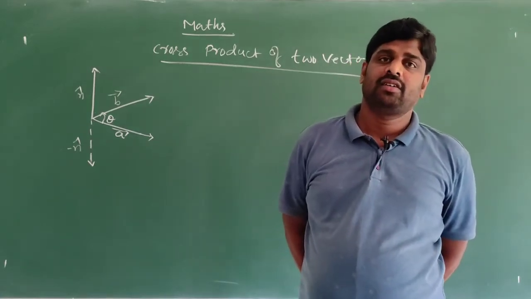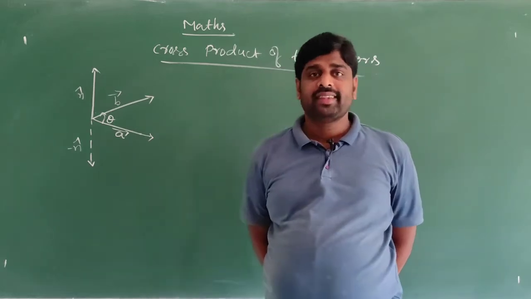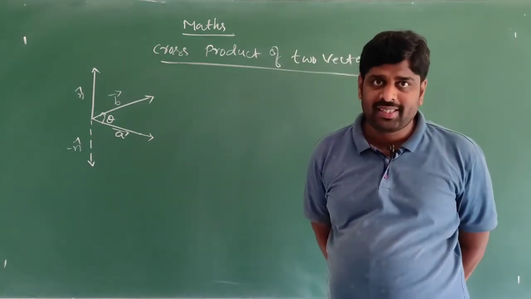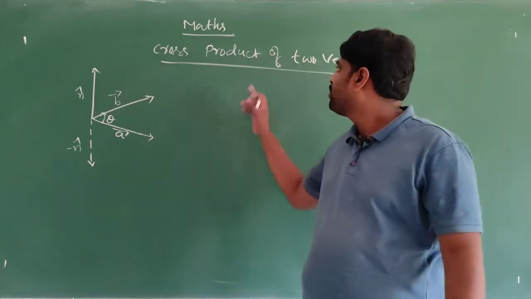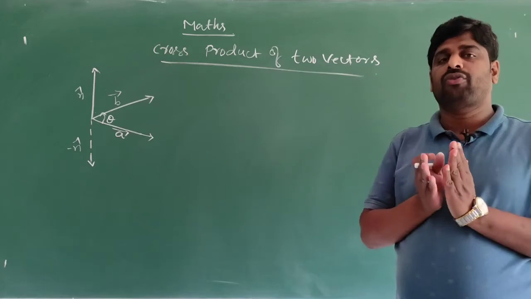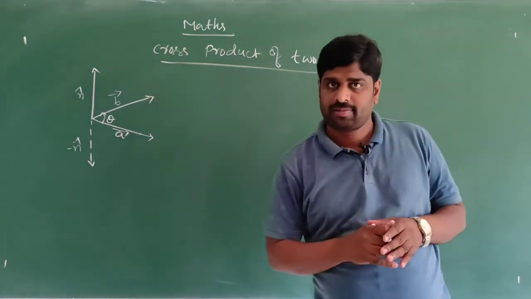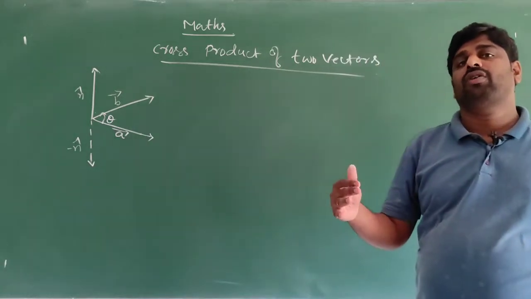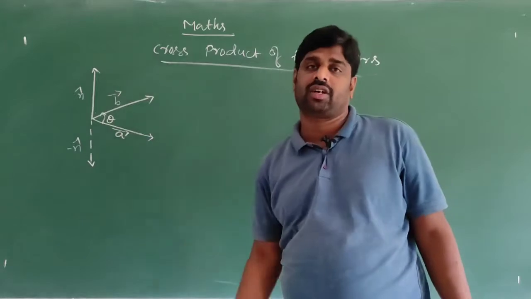In the last session we already discussed the dot product of two vectors. In this session we are going to discuss a very important concept, the cross product of two vectors. Actually, the dot product of vectors is nothing but multiplication of vectors. The cross product of vectors is also multiplication of vectors.